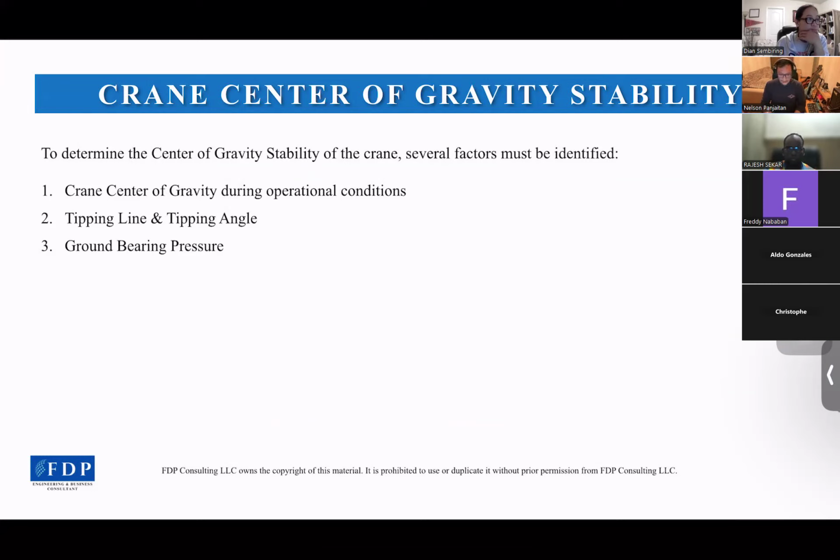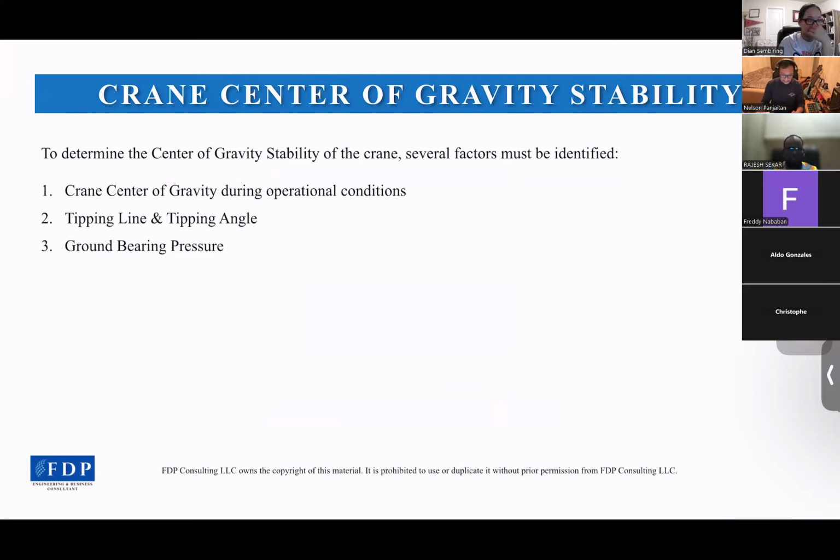First is crane COG during operational condition. This information should be clear at the beginning and will impact the tipping angle and the ground bearing pressure calculation. So this COG we get by combining weight and COG from all components of the crane plus the load itself. And also we should consider if any slewing angle is required during operation.